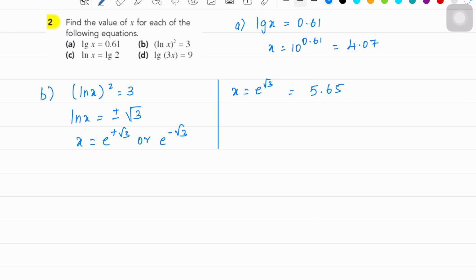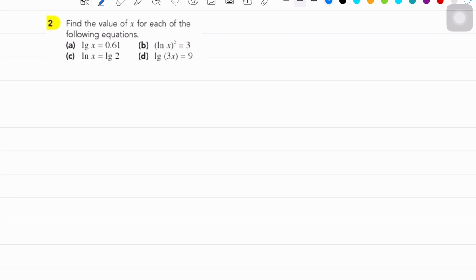The second case is x equals e power negative root 3. Again, if you substitute the values, you will get the answer as 0.177. So x has got two values, 5.65 and 0.177, based on e power plus root 3 and e power negative root 3. Now let's do C.